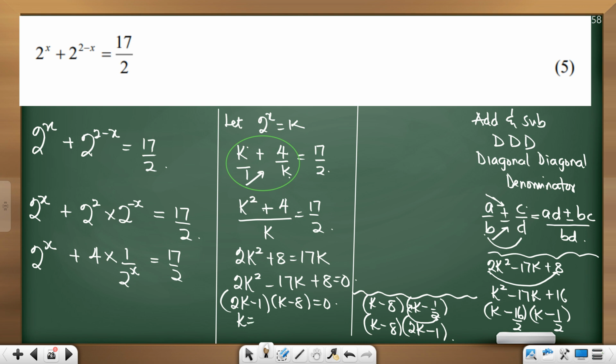So what is k? Half or 8. But I am not looking for k. So 2 to the power x equals half. This can be written as 2 to the power negative 1. x therefore is negative 1. Or 2 to the power x equals 8. 2 to the power x equals 2 to the power 3.